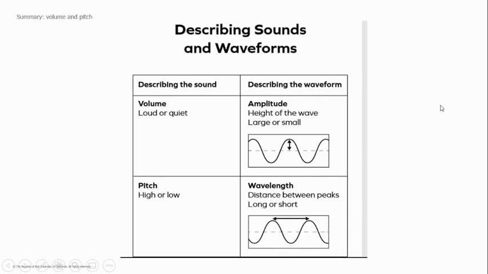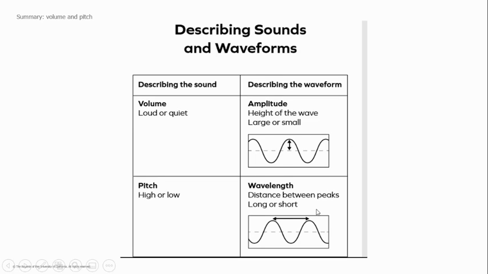All right, so when we describe the waveform for volume, we're going to use the word amplitude. The amplitude is the height of the wave. So is the wave large or small? When the wave is large, what is the volume? Good, it's loud. When the height of the wave or the amplitude of the wave is small, the volume is quiet. So maybe you can remember that L and L go together, loud and large. Okay? Now let's look at wavelength.